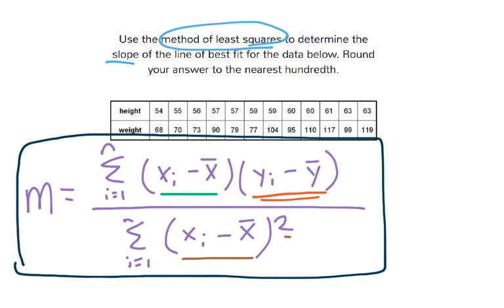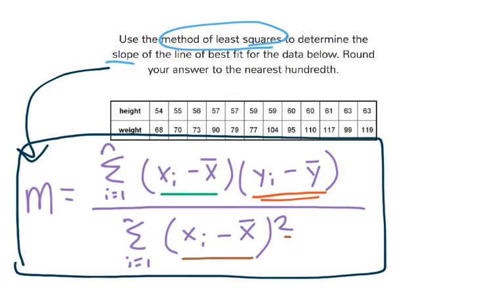Our formula for the slope is m equals the sum, that E sign means the sum, of each of the x values minus the mean x value times each of the y values minus the mean y value. All of that summed together, divided by the x value minus the mean x value squared, summed up for all of the x values. Okay, so this is our formula for slope. I'll break it down for you.